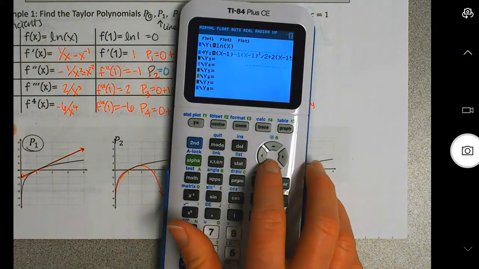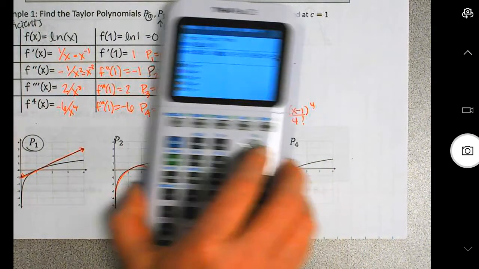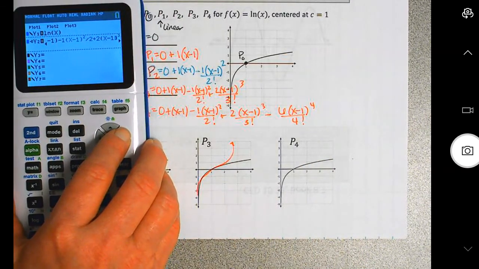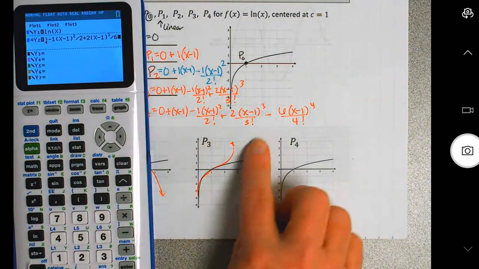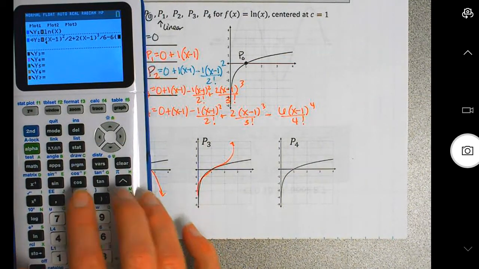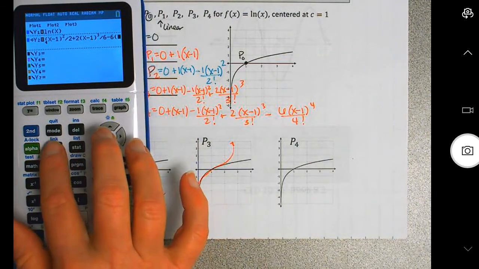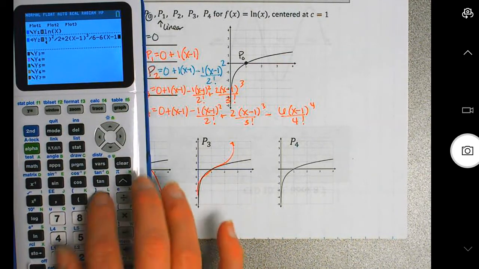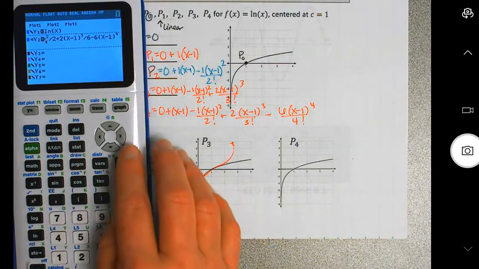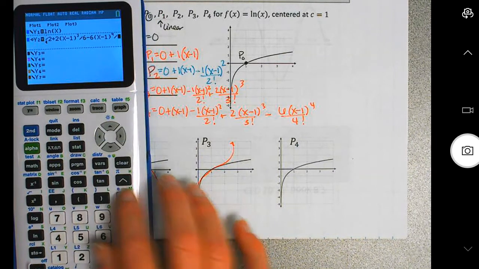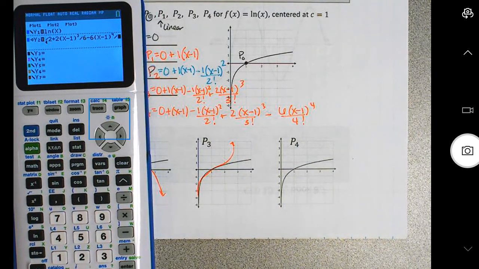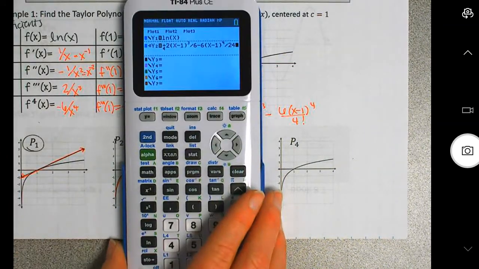So now I'm doing the same thing at the end. Now I have a 4th degree: minus 6 parentheses x minus the c value to the 4th power divided by 4 times 3 is 12 times 2 is 24. Okay, so now graph.